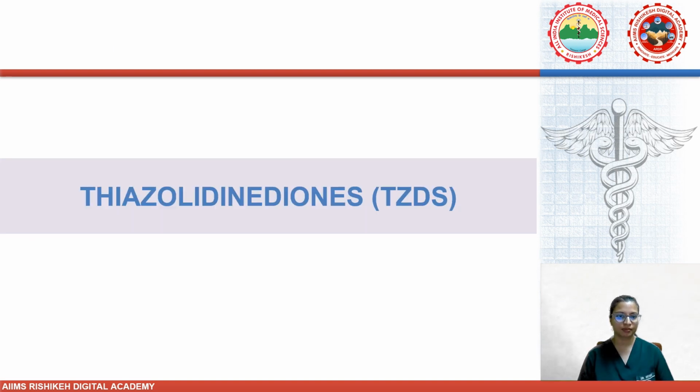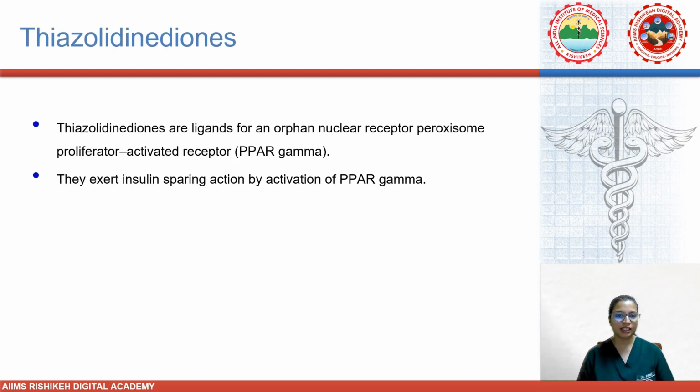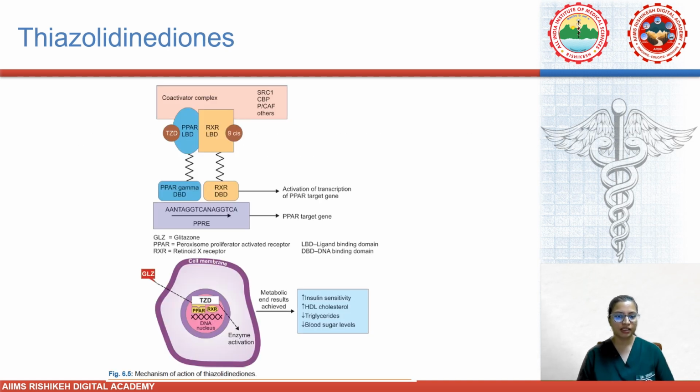So next, coming to the thiazolidinediones. These are the ligands for an orphan nuclear receptor, peroxisome proliferator activated receptor PPAR gamma. They exert the insulin sparing action by activation of this PPAR gamma. So in this diagram we can see that thiazolidinediones act on a nuclear receptor and exert their metabolic actions like increasing the insulin sensitivity, increasing the HDL cholesterol, decreasing the triglyceride and decreasing the blood sugar levels.